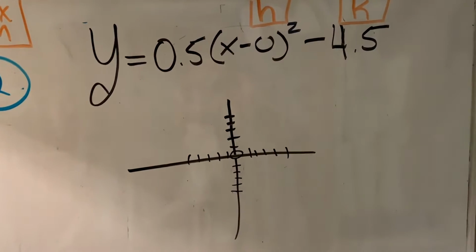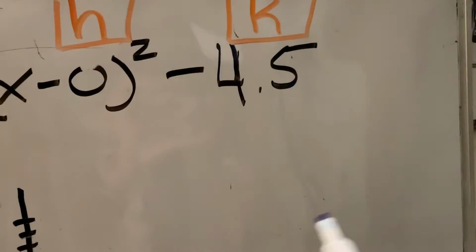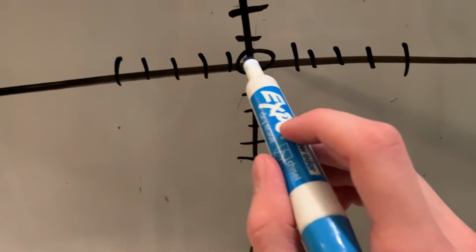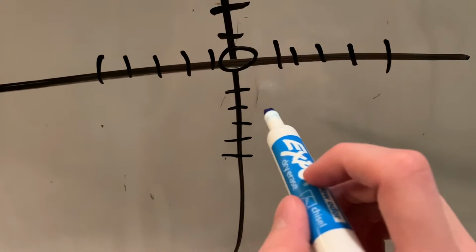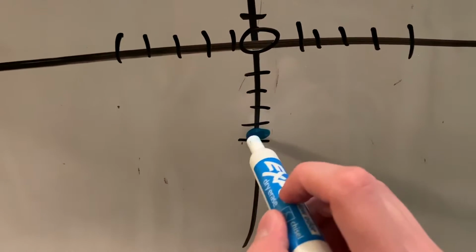Now part 2 for vertex form. We're going to be looking for the vertex of this equation, so we're going to look at the h and k values. We have 0 and negative 4.5. So we go to 0, and then go 1, 2, 3, 4.5. Right about there is where our vertex is going to be.